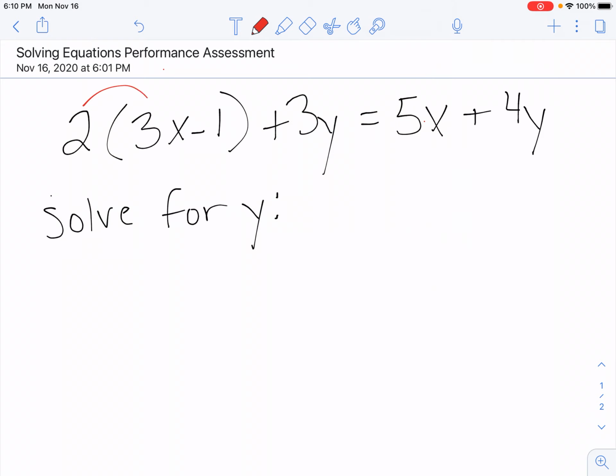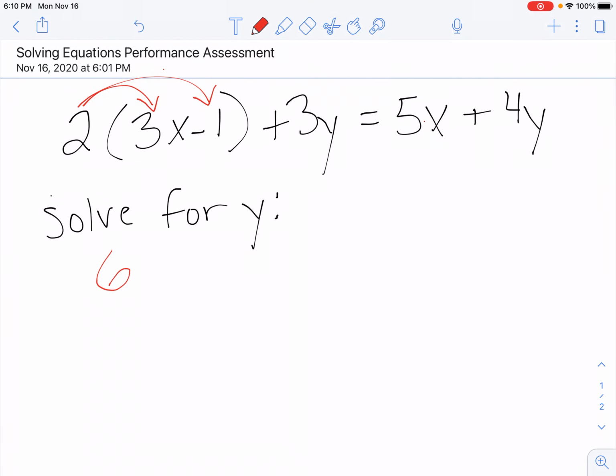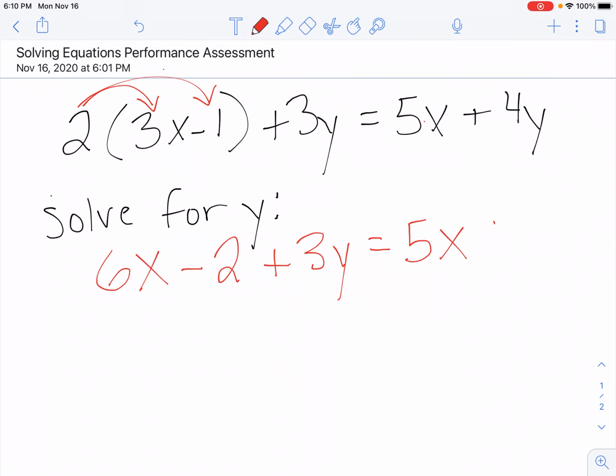So I'm going to distribute my 2 to everything in the parentheses. So I'm going to multiply 2 by 3x to get 6x, because I have two groups with 3x in them. And then 2 times negative 1, so two groups with negative 1 gives me negative 2. And then I still have plus 3y's equals 5x's plus 4y's.